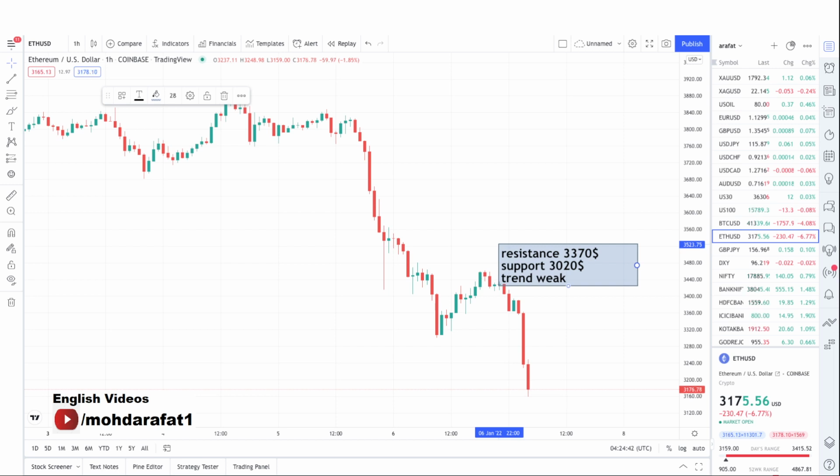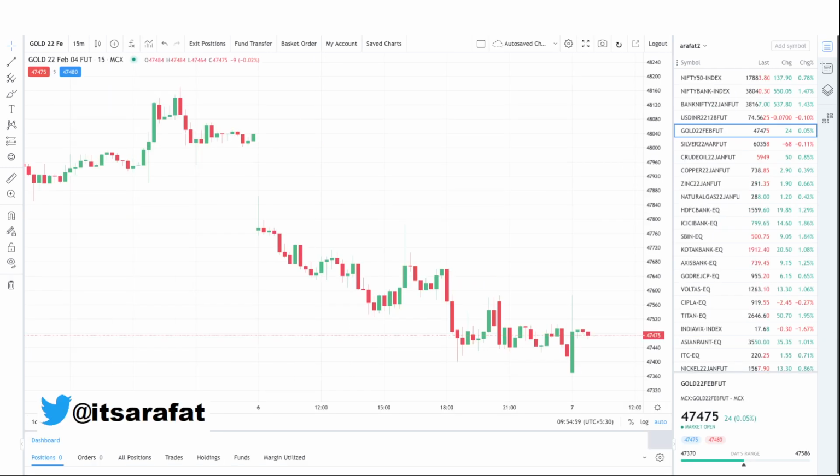Let's move on to Indian markets. MCX gold resistance stands at 47,620 rupees. Support at 47,330. I will change these levels after 5 p.m. You can check the 5 p.m. levels in the community post. USD INR will be closed, so levels will be more stable.